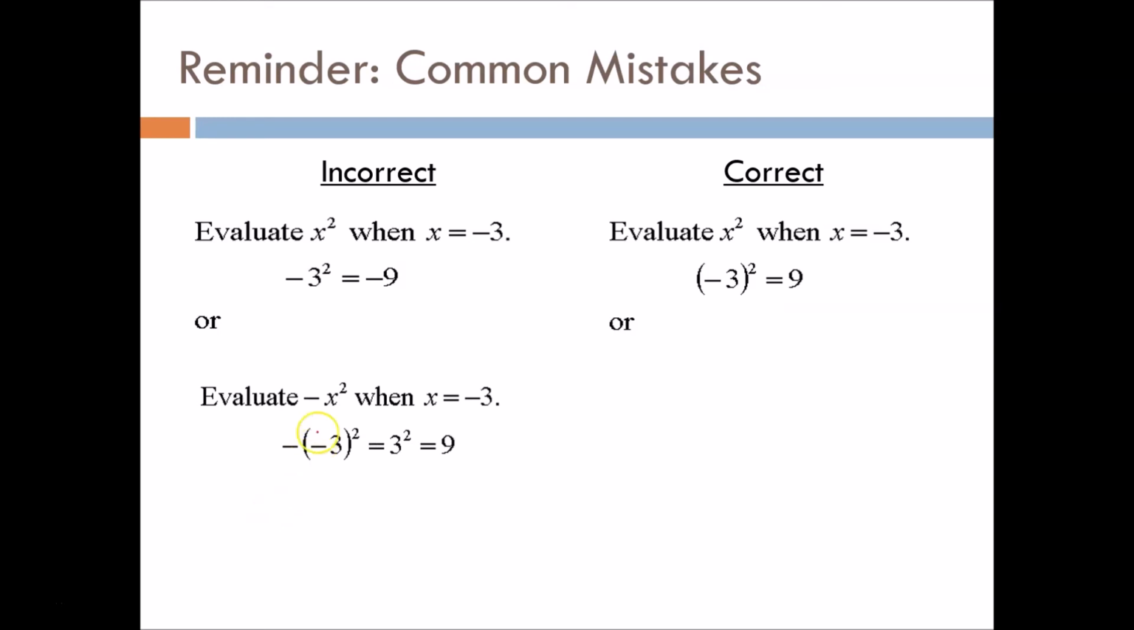Next, we were asked to evaluate negative x squared when x is also negative 3. So when we substitute, we copy the negative sign and then we square the value of x. But what happened? Negative times negative is a positive. Don't forget there's still a negative outside. So this must give us a negative 9 instead. Is it clear? Okay, good.